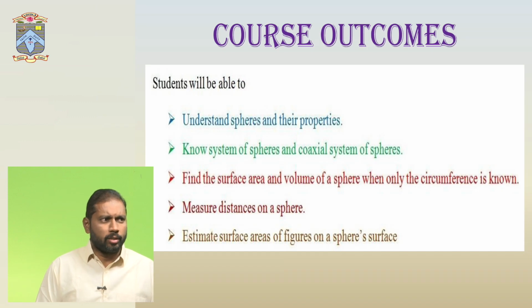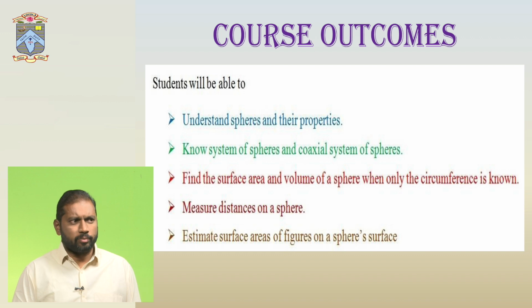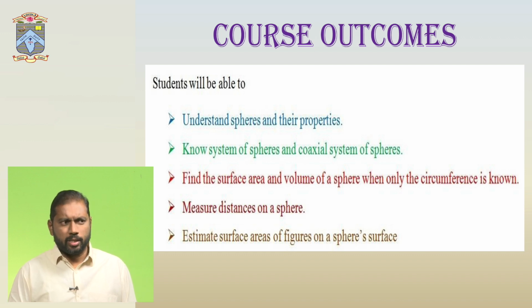Course outcomes. Students will be able to understand spheres and their properties, the orthogonal system of spheres and the coaxial system of spheres. Find the surface area and volume of a sphere when only the circumference is known. Measure distance on a sphere. Estimate surface areas of figures on a sphere's surface. Students will be able to know these properties.